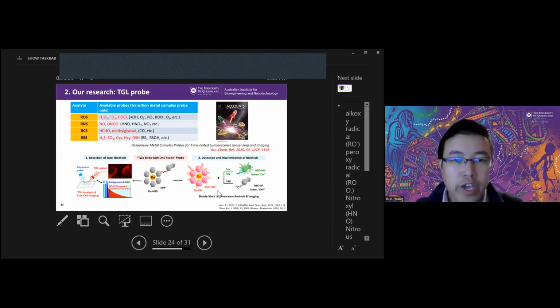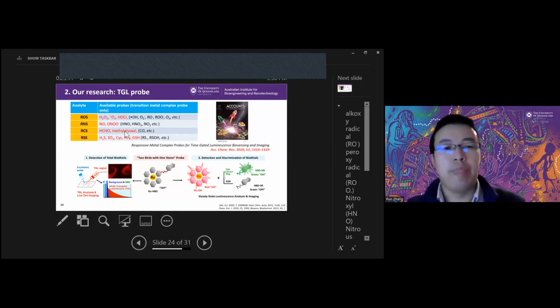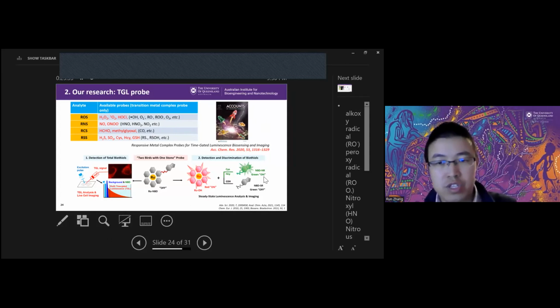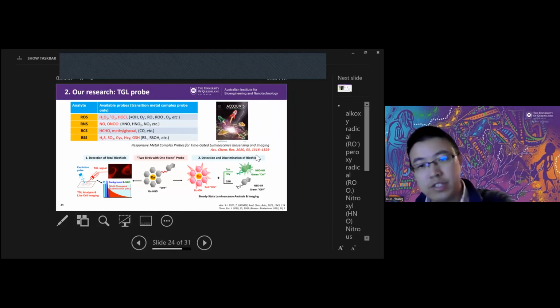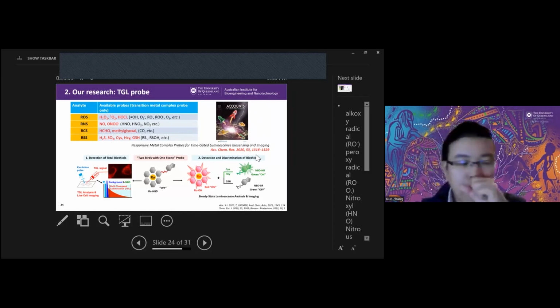So here, the table shows the probes currently available for biomarker detection. The available probes are shown in red, and the ones in black are probes under development. We also summarized our time-gated luminescence detection imaging sensors in this account. So if you are interested, you can click this account.